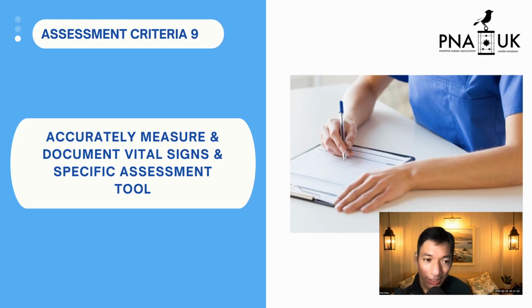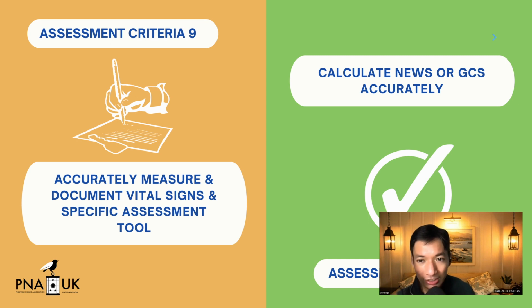Assessment criteria number 9 is where most of the candidates are failing the examination, because of not accurately measuring and documenting vital signs and specific assessment tools. So make sure to perfect your NEWS, your GCS, your MUST, your PHQ-9, or whatever tool you're being asked to complete during your assessment station. To calculate NEWS or GCS accurately, of course, again, I've mentioned this already.